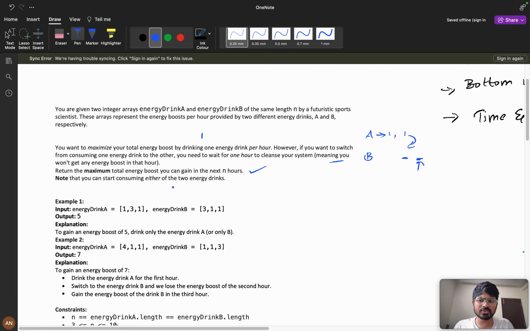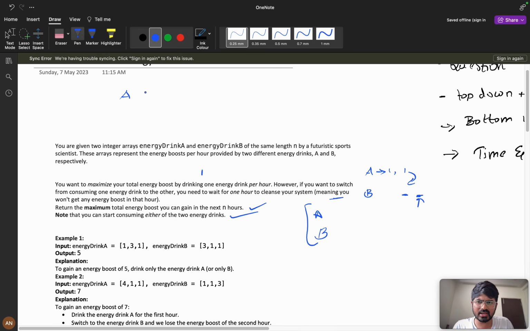Note that you can start consuming either of the two drinks. You can start with A or you can start with B. There is no restriction for that. Suppose you are drinking the A energy drink at the 0th index, and for B also 0 index, 1 index, 2 index, and so on. Suppose you are drinking this, then you can drink the next drink. If you are going with drink A and you are switching, you need to skip this, then you need to drink 2.